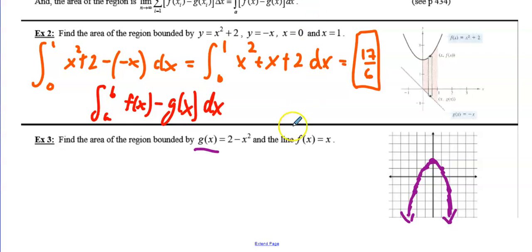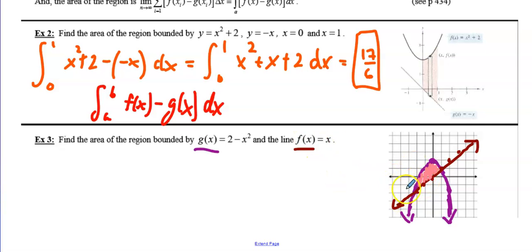And then let's go ahead and make brown our f of x. So this can be y equals x. We're going to draw a line like this, and there we go. We should, in theory, then have a region that we want to find. We want to find the area of this region right here.